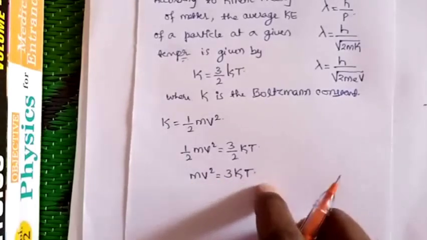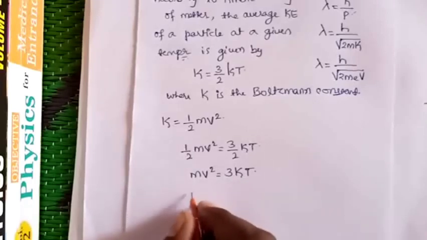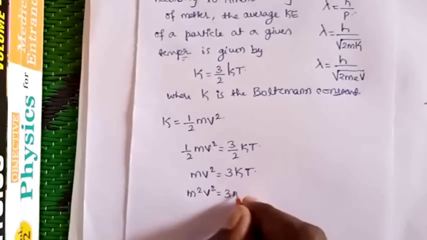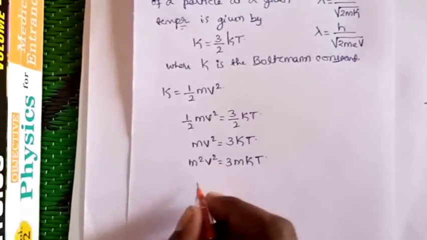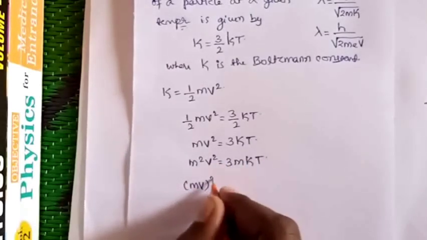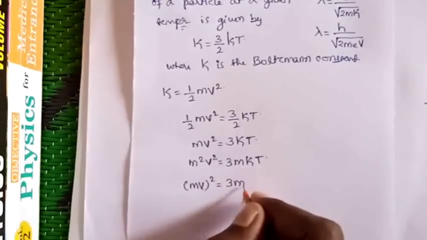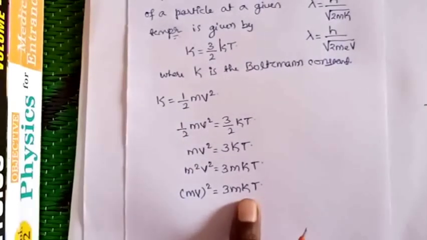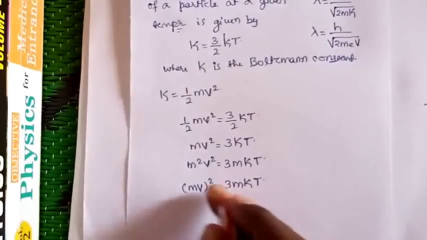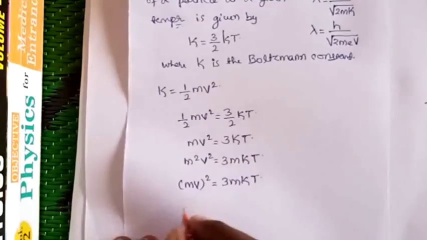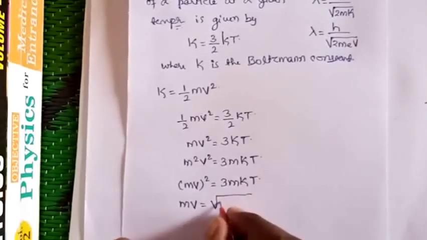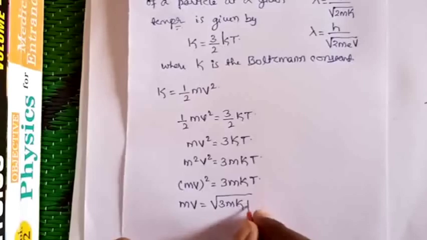So multiplying both sides by m, m square into v square is equal to 3 into m into kT. Then what is m square into v square? That can be written as m into v whole square, that is 3 into m into k into T. So listen here, what is k? k is nothing but Boltzmann constant. Then I will take this square to the right hand side, that becomes square root, m into v is equal to square root of 3 into m into k into T.